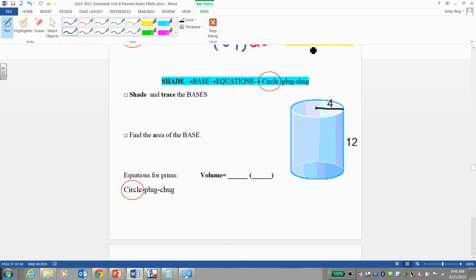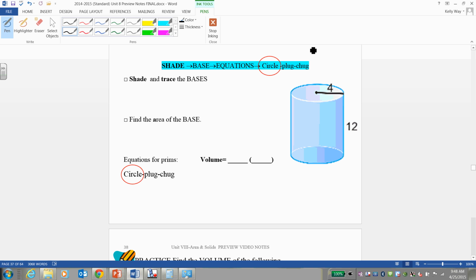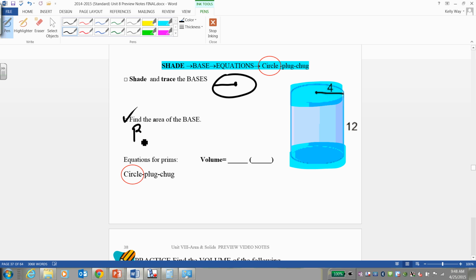Let's try another one. Step number 1, we shade the bases. And there's always 2 of them. You shade both so you can recognize them. Our bases here are these 2 circles. So we shade the base, and we recognize the base is a circle. So the area of that base, I use a capital B there, equals pi r squared.